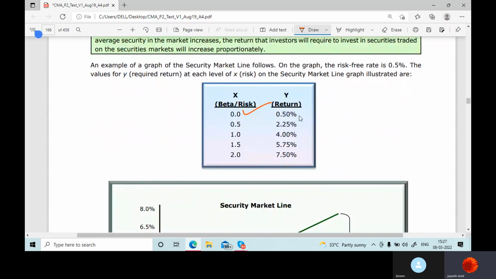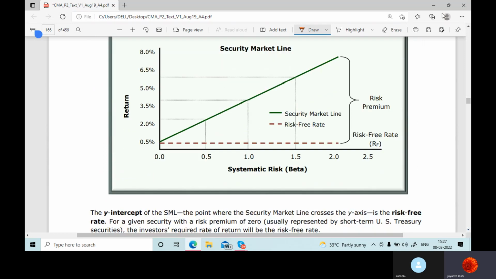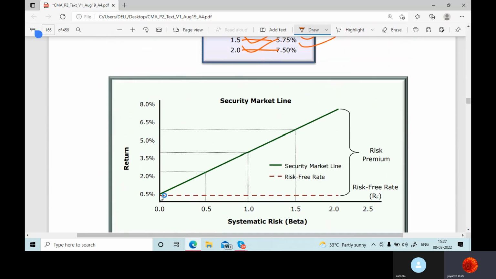You can see here beta, return, risk, return. For this risk you are getting this return. For this risk you are getting this return. We can plot a graph of risk and return. We will take risk on the x-axis and return on the y-axis, and the line which is forming here is called the security market line. This line is the line of the CAPM equation, because the CAPM equation is a linear equation.